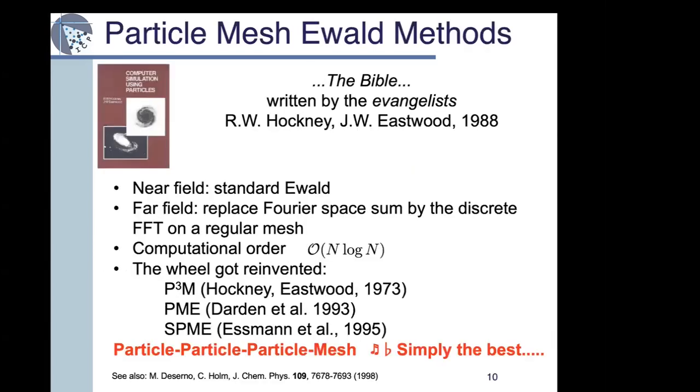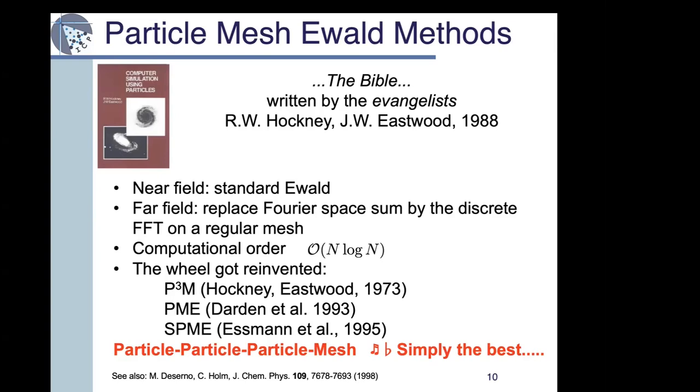So what happens next? Well, actually, when I said end of the 80s, this is when, let's say, my personal Bible came out, written by Hockney and Eastwood. They introduced a lot of things which you can use in order to speed up molecular dynamics. And in particular, they already laid out the foundation of what you have to do in order to speed up also the electrostatic algorithms, because they proposed the idea of using fast Fourier transformations.